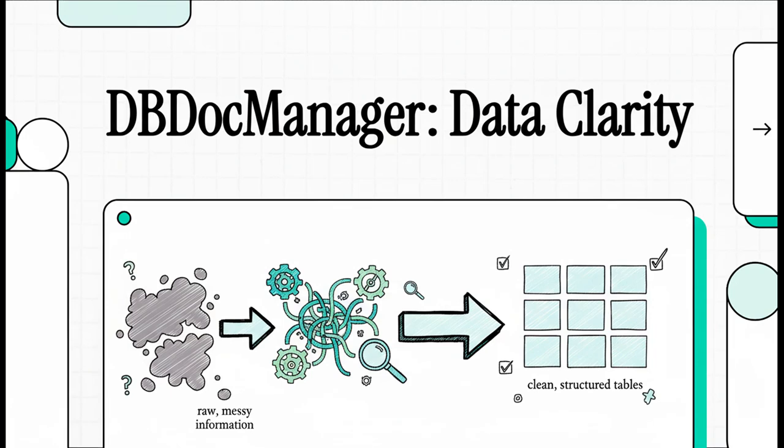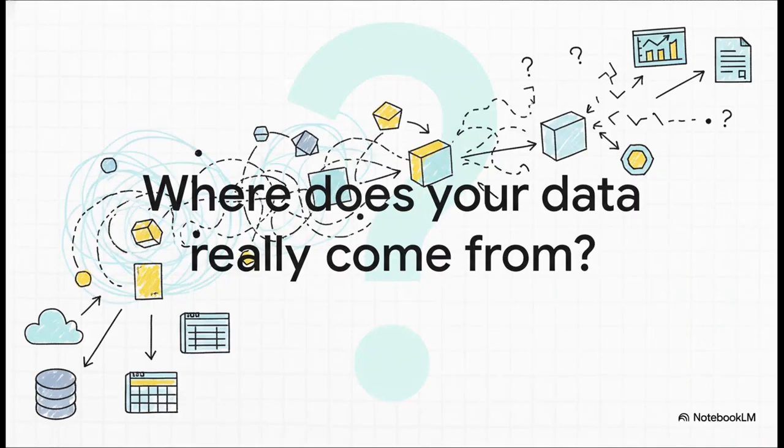All right, today we're going to talk about a problem that, let's be honest, every single data team knows all too well. It's the mystery of our data's hidden journey. How does all that raw, kind of messy information magically transform into the clean, structured tables we rely on for, well, everything? So let me start by asking you a really simple question.